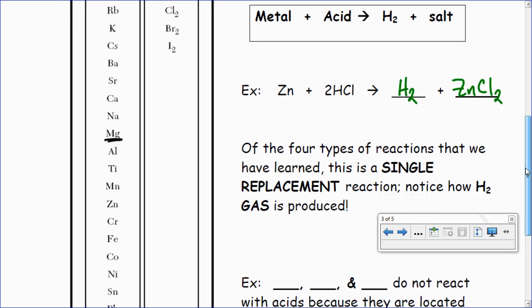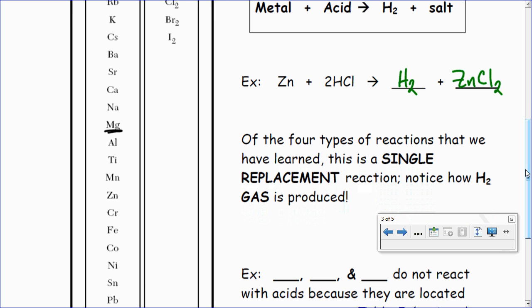So of the 4 types of reactions that we have learned, this is a single replacement reaction, and H2 gas is produced. So this is not really a double replacement like an acid-base neutralization. This is a single replacement that's occurring.